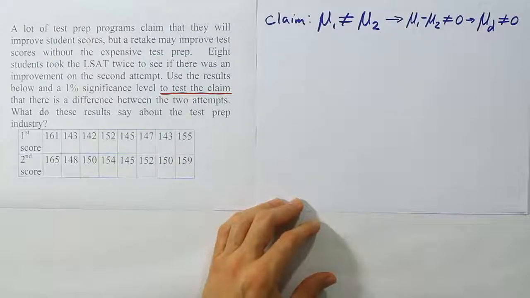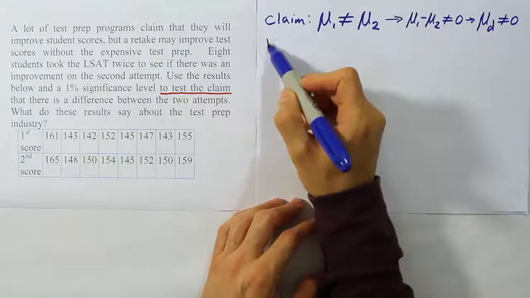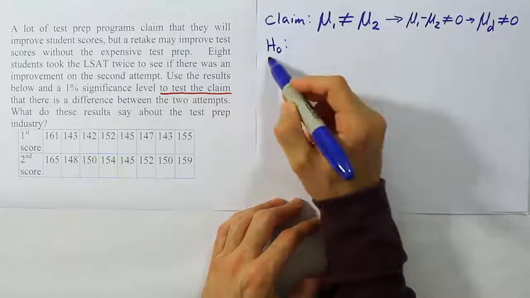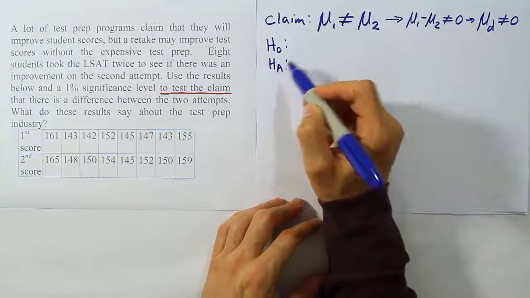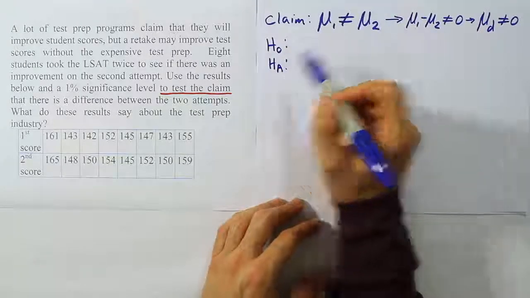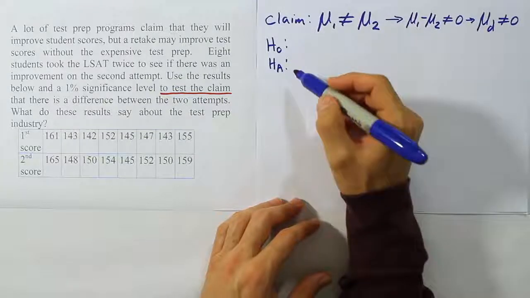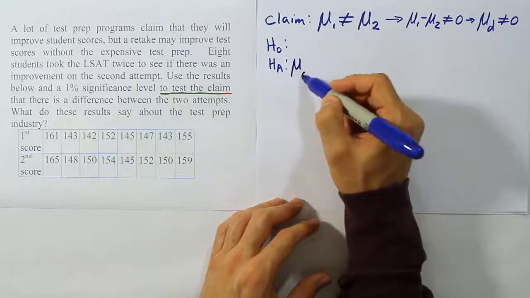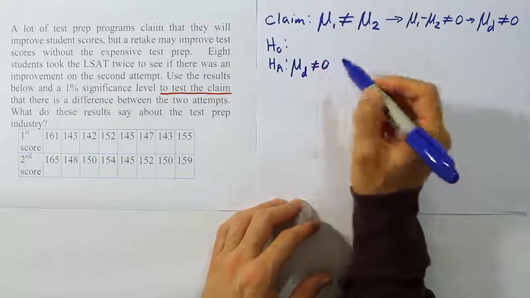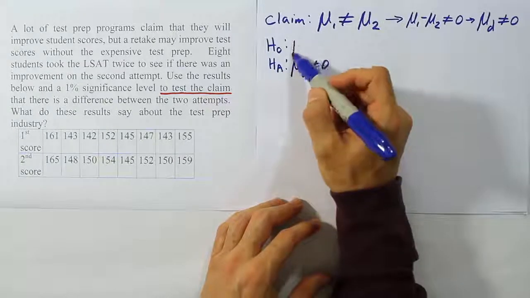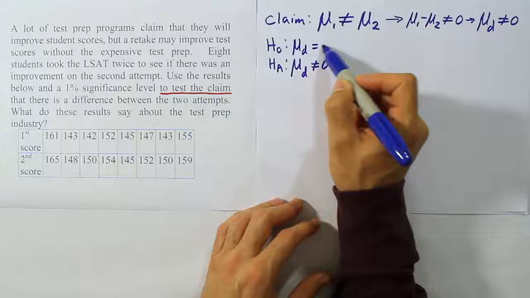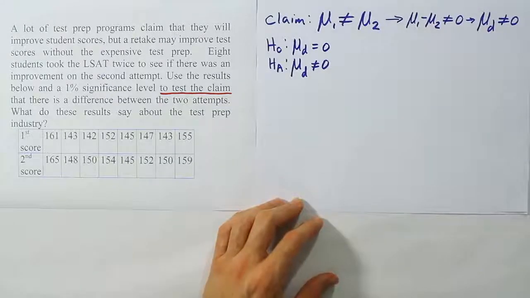Now once I have my claim, the next step is to identify H0 and HA. So for this, we're going to look at the claim and see that the symbol here is not equal to. That means it's the same as HA, right? Because that's one of HA's symbols. And then H0 has to be the opposite of that. So it's going to be the mean difference is equal to 0 for H0.